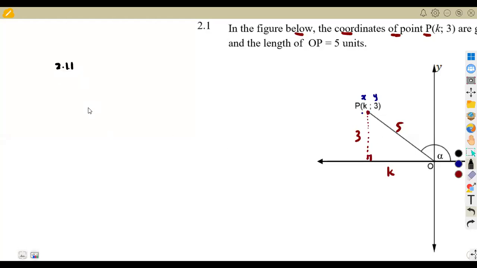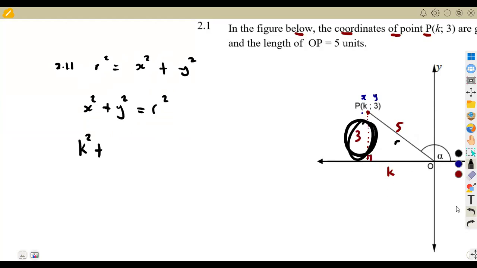In order for us to have the value of K from our Pythagoras theorem, we understand that R squared is equivalent to X squared plus Y squared, that is the X and the Y values squared. What we want in this case is the value of K. So on the left-hand side, X squared plus Y squared is equal to R squared. The X there is represented with K, so that's K squared plus the Y value, represented by 3, so 3 squared, is equal to R squared, which is our hypotenuse, which is 5.